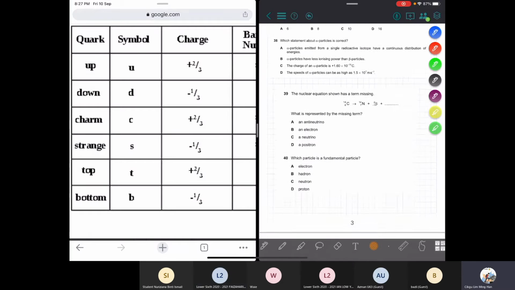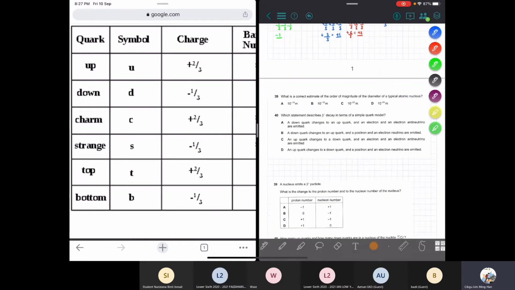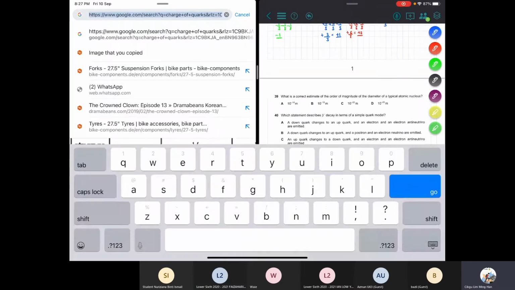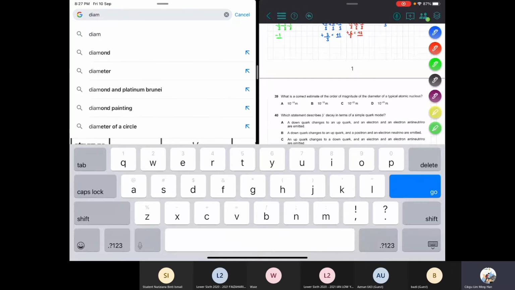Diameter of a typical nucleus. So type here. Diameter. For Paper 1 you can do it this way. Typical. Can we open the internet in the exam, sir?